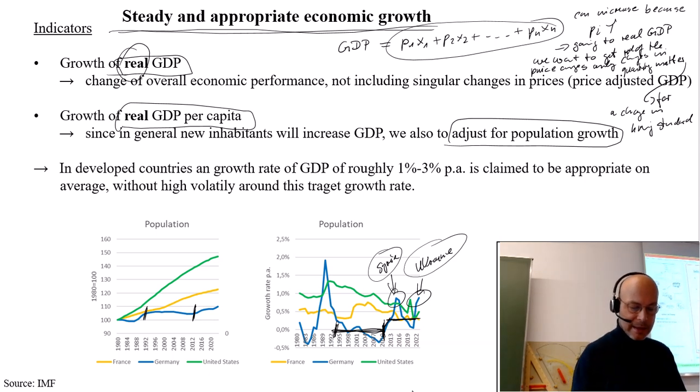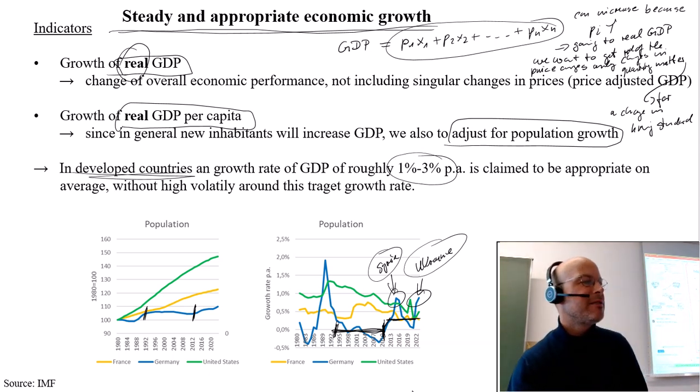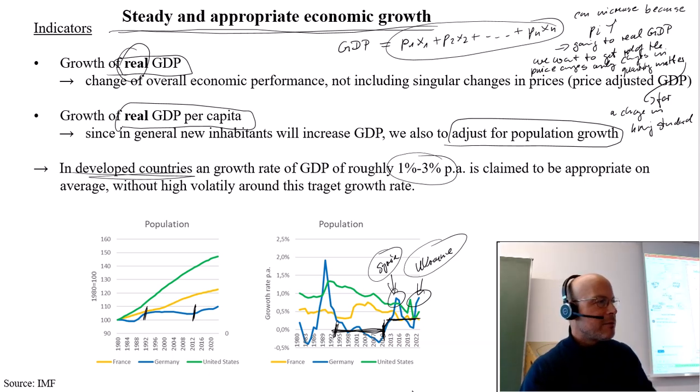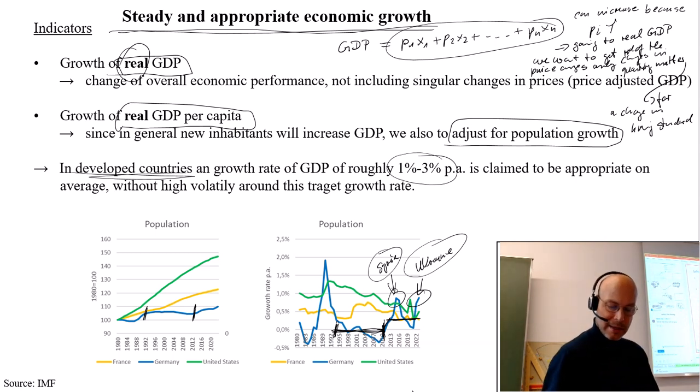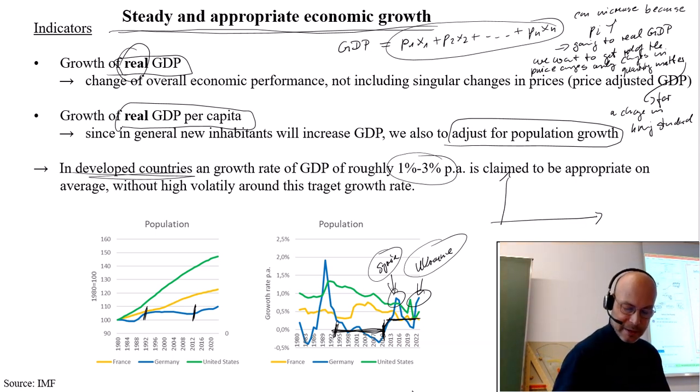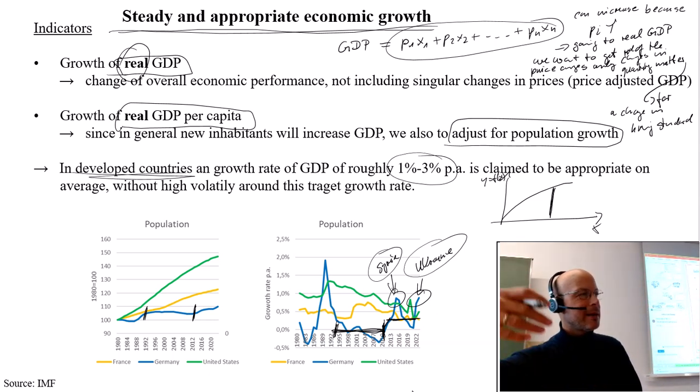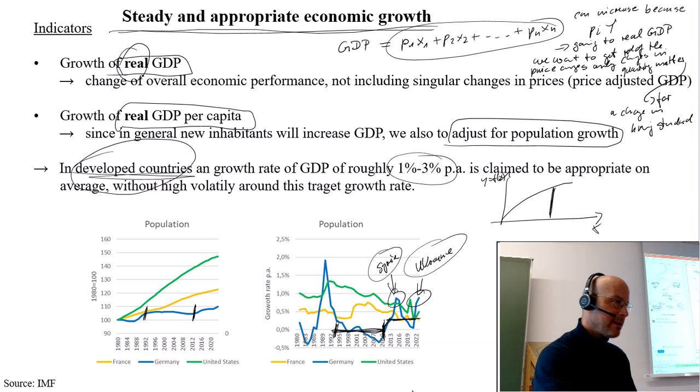And this would be that for a developed country, it would be nice if we would have an economic growth rate of roughly between 1 and 3%. And why? Compared especially to emerging markets, this is quite a low number. Again, think of the neoclassical production function. We are already at a very high level. And this means it is quite hard to add something on these high levels in a developed country.